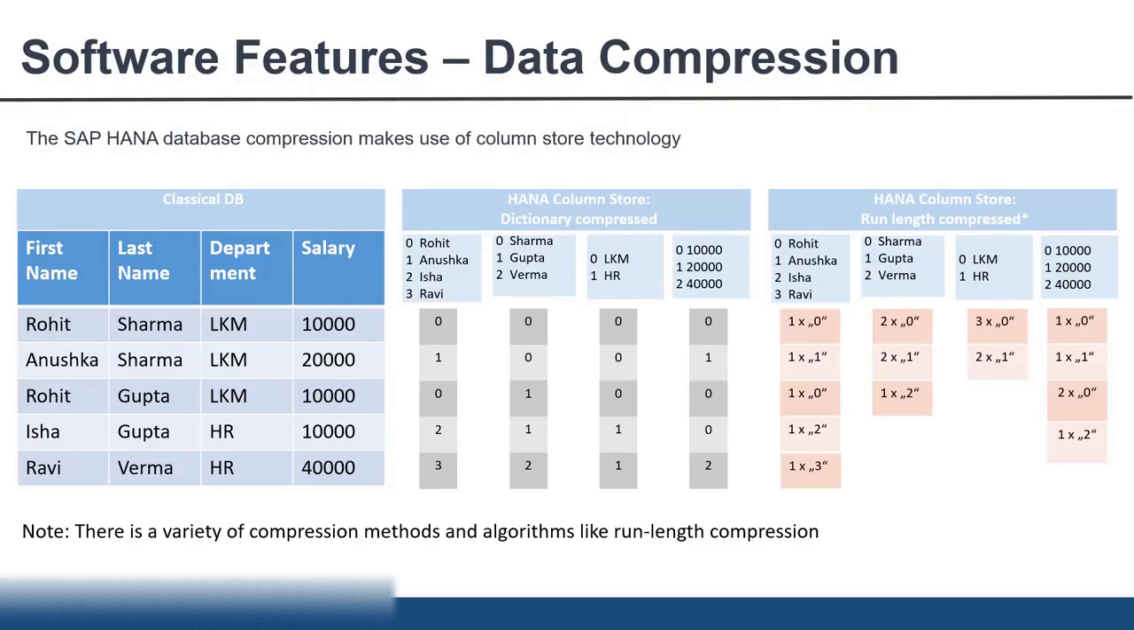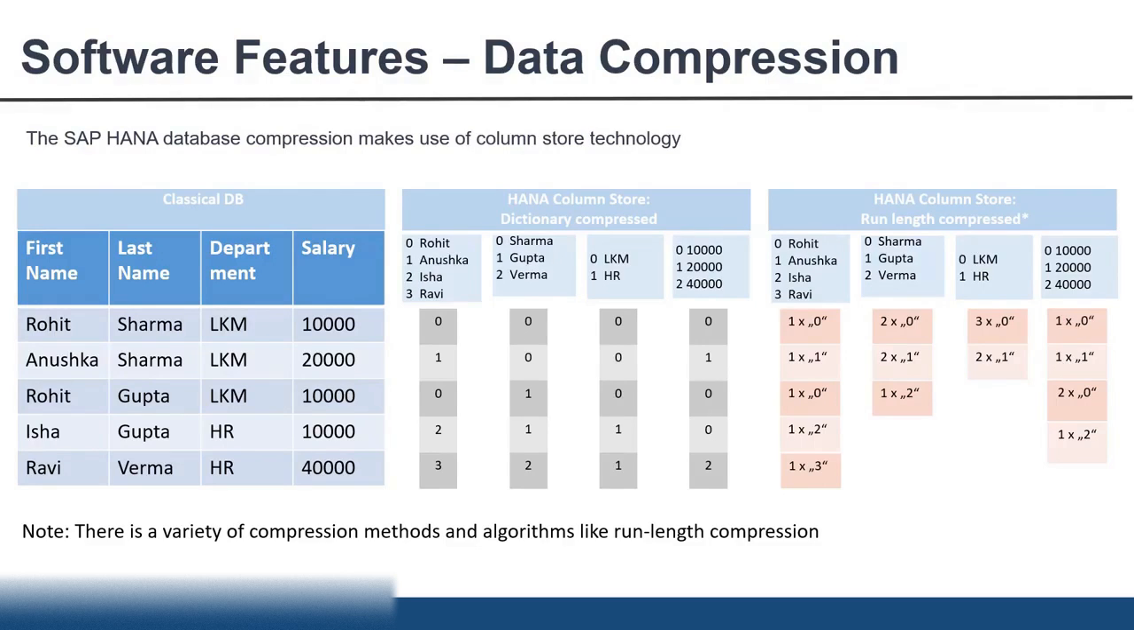The next value is again Rohit, which has index 0, appearing for one time, so it will again say 0 is appearing for one time. The next value is Isha, which has index number 2, so it says 2 is appearing for one time. The next value is Ravi, which has index number 3, and it is showing 3 is appearing for one time.